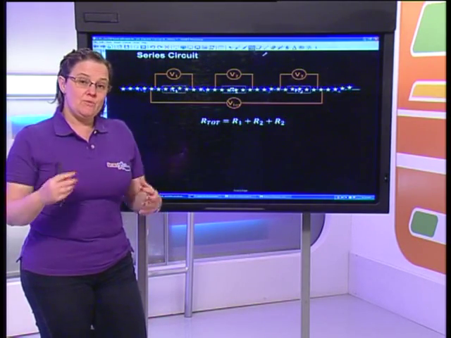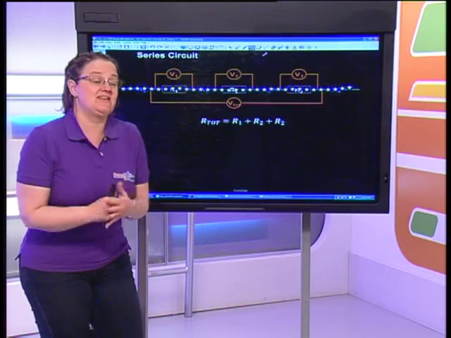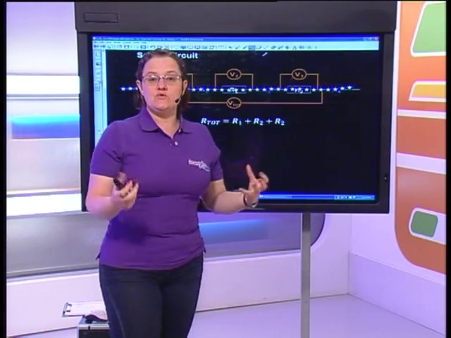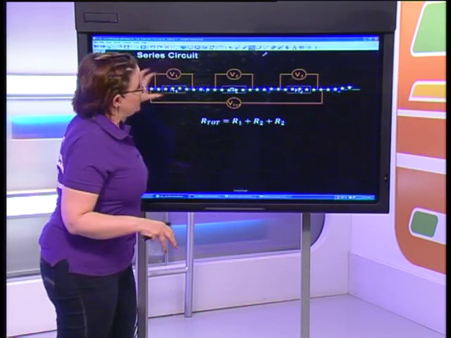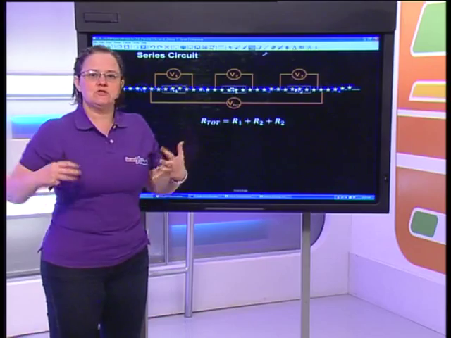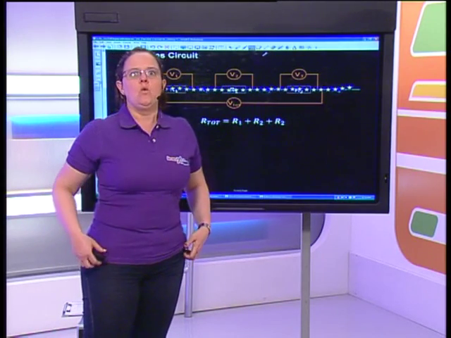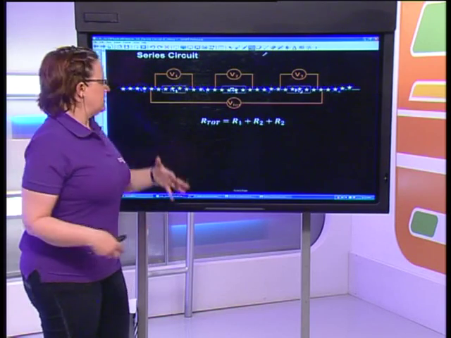So when we add resistors into a circuit in series, we are increasing the total resistance of the circuit. We're making it more difficult, which in turn means that the total current gets smaller because it's hard work for the electrons to get through the circuit.